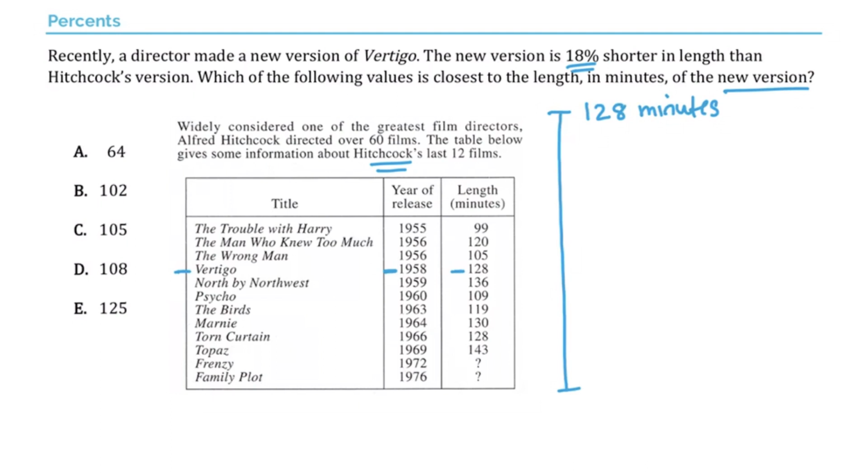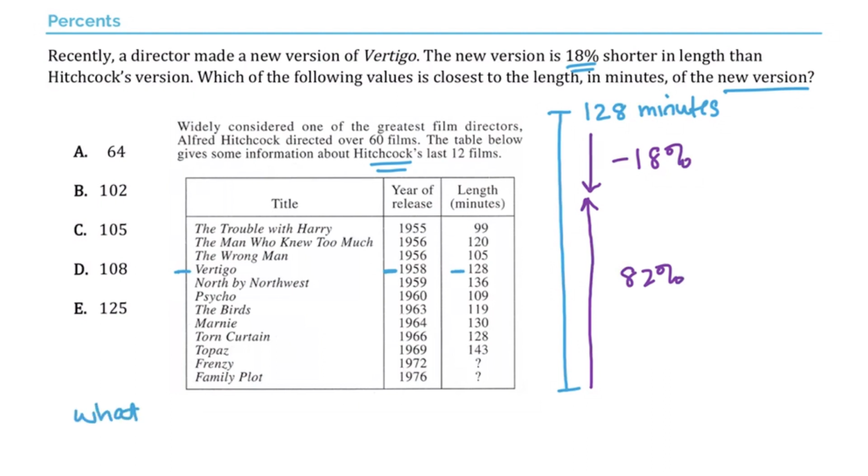But we want to make it 18% shorter. So if we want to take away 18%, that's the same thing as keeping 82%. So really all we want to do here is find what is 82% of 128. Yes, you could find 18% of 128, take that number and then subtract it from 128. But what I'm trying to do is show you how to save a step. Taking away 18% is the same thing as keeping 82%.